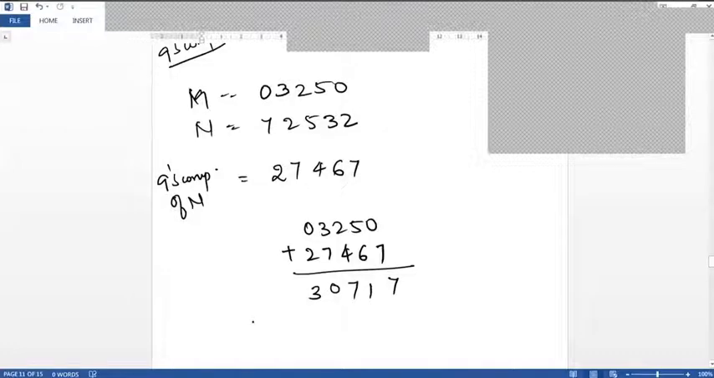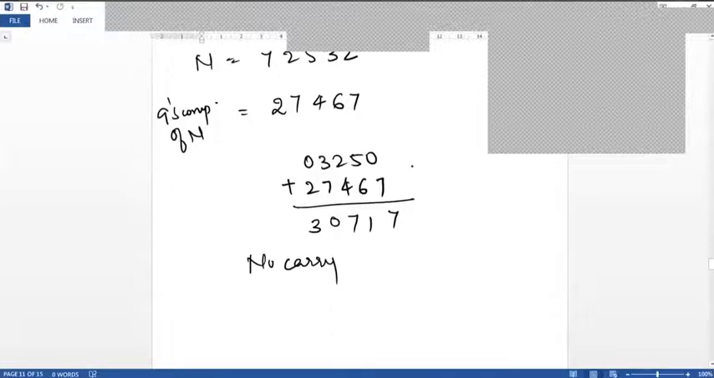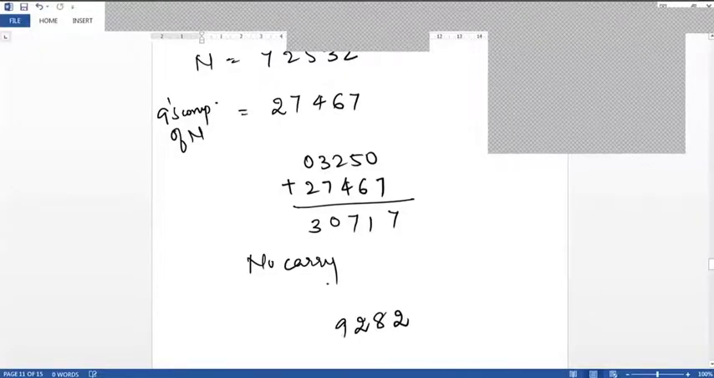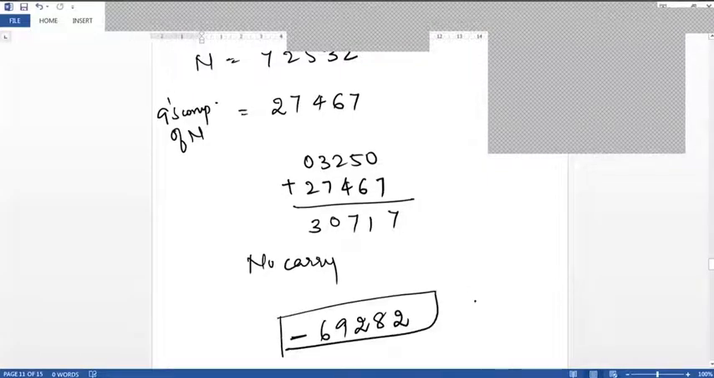Three 30717, no carry. So what will the answer be? Again take 9's complement. So 9 minus 7 is 2, 9 minus 1 is 8, 9 minus 0 is 9, 9 minus 3 is 6, and place a negative sign. This is your final answer.